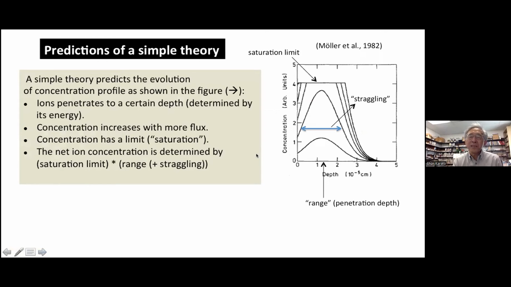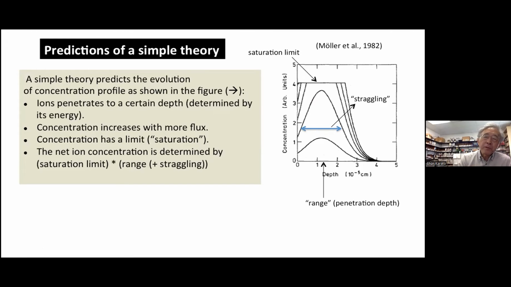Solar wind comes from the left, this is the surface, and then ions penetrate to certain depths where the energy of the ion is lost and trapped. Then as you increase the flux more and more, this peak increases, and finally goes to a saturation limit. So this is what you expect: initially, second, third, fourth. This is the typical textbook case for ion implantation.